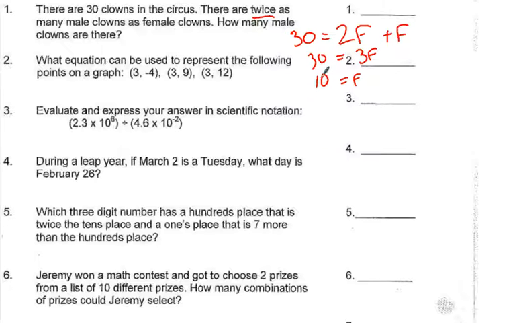But that's not what I'm being asked. I'm being asked how many male clowns there are. Well, if I have twice as many males as females, I just have to multiply this by 2. So 2 times 10 is 20. So the answer for number 1 is 20.